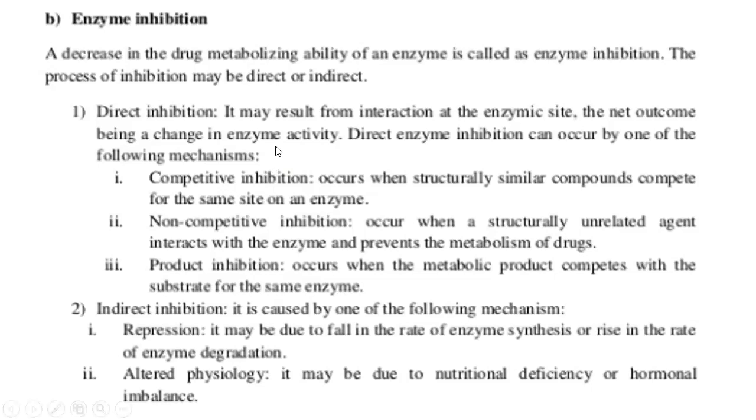Direct inhibition is by interaction at the enzyme site, and thereby there will be a change in the enzyme activity. These are the different mechanisms by which direct inhibition takes place. One is competitive inhibition. Competitive inhibition takes place because these drugs will be competing with a similar site on the enzyme. Because of that, there will be competitive binding to the enzyme, and thereby competitive inhibition will take place.